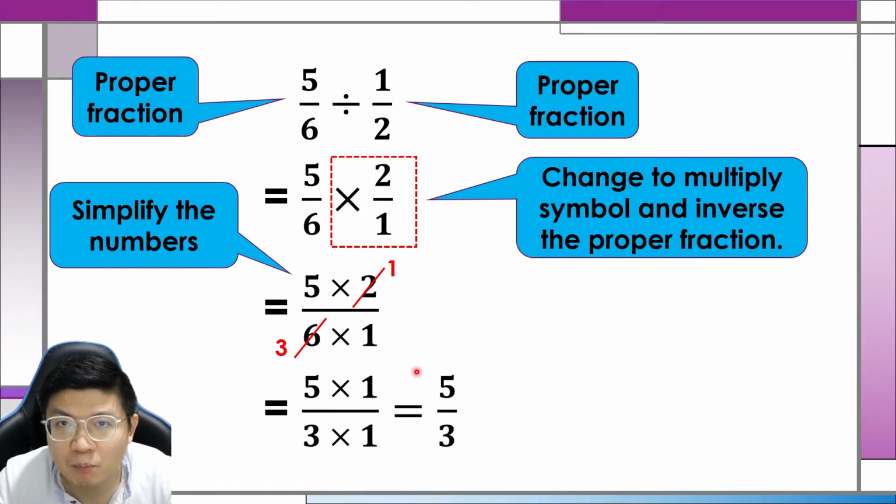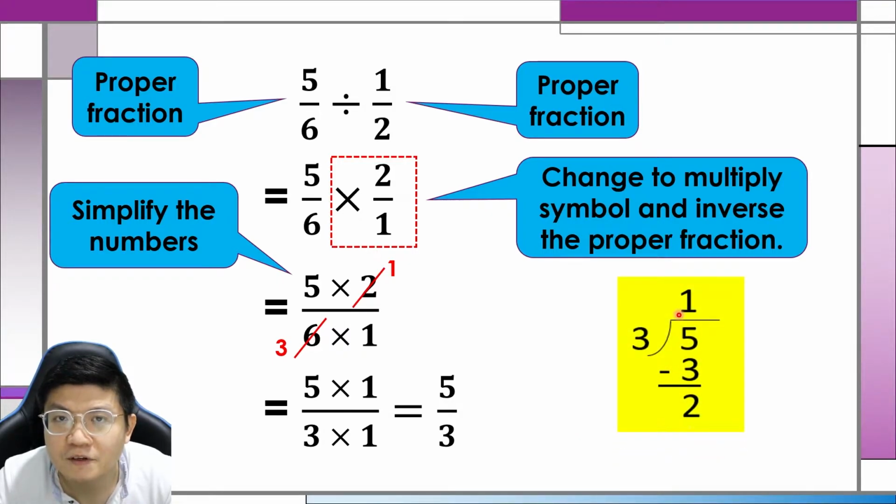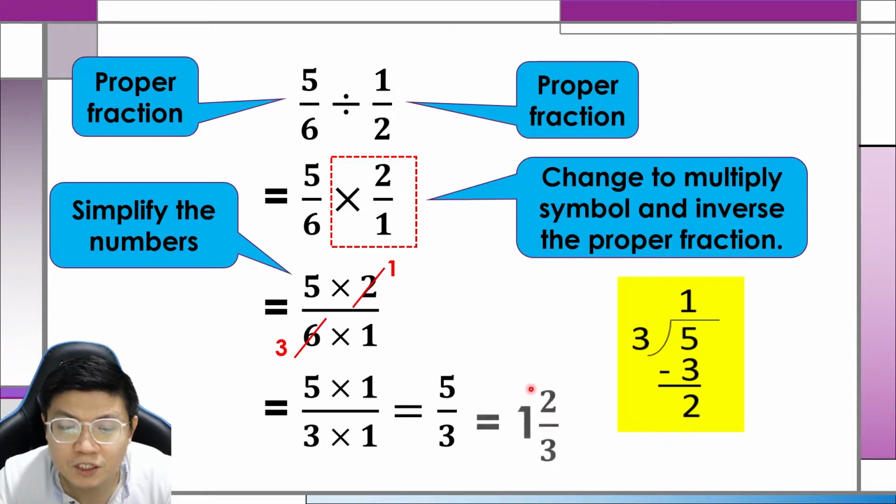This is an improper fraction. Do not leave the answer in improper fraction. You have to convert back to a mixed number by doing such a thing. 5 divided by 3. So 3, 1, 3, and then left 2. So the above here is actually the whole number, which is 1. And the remaining 2, we will put here as the numerator and over the denominator, which is 3.